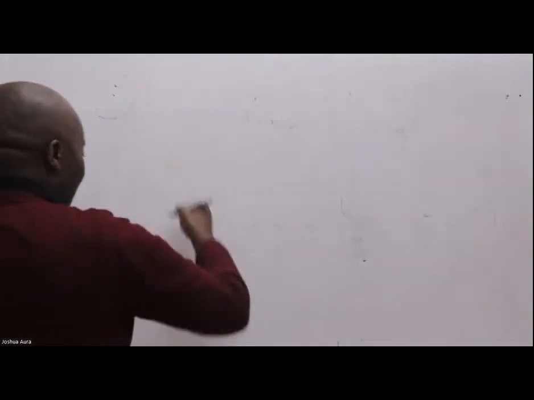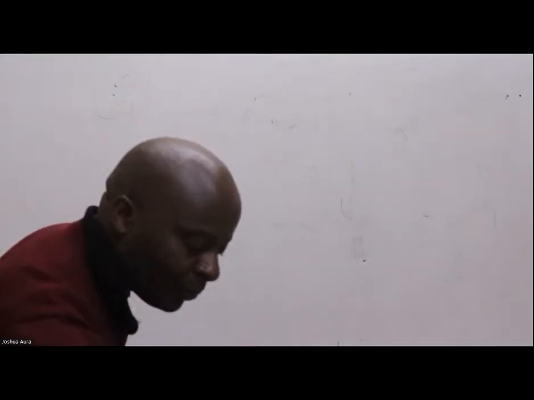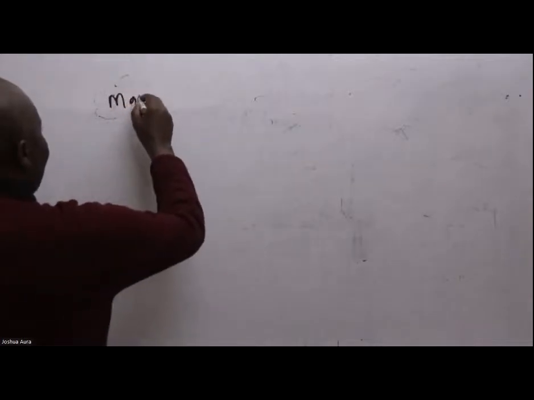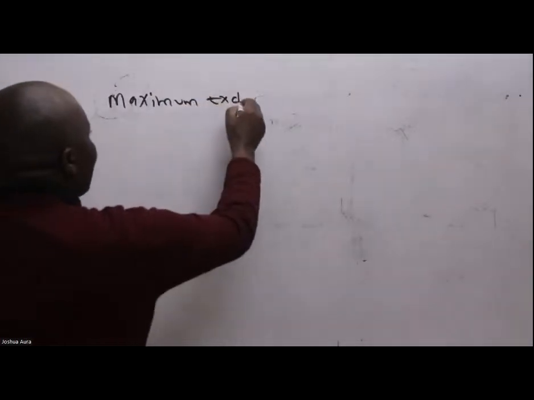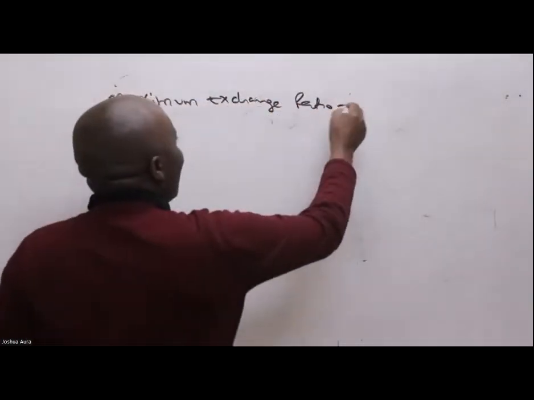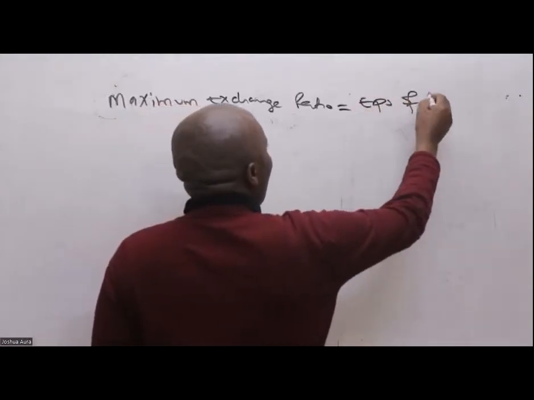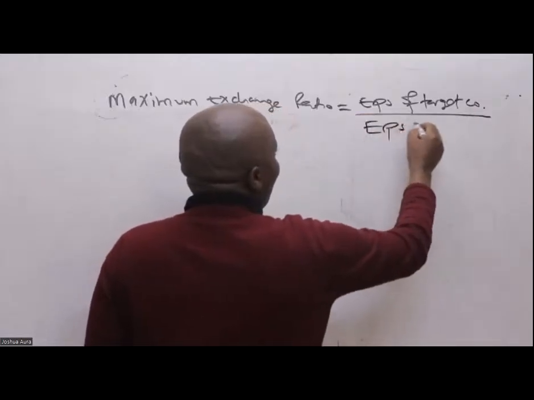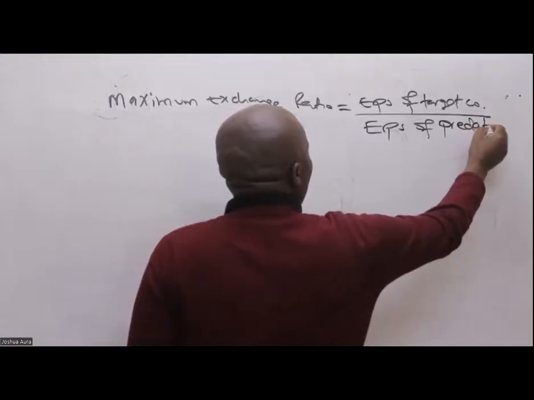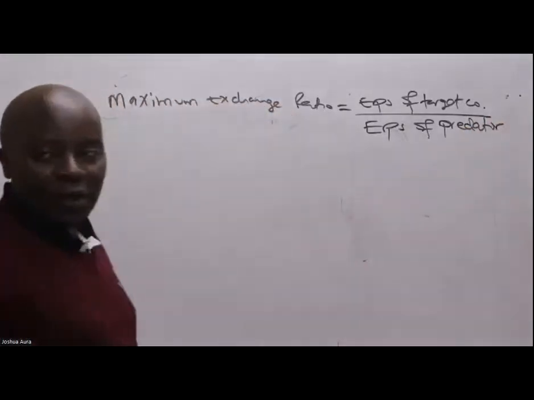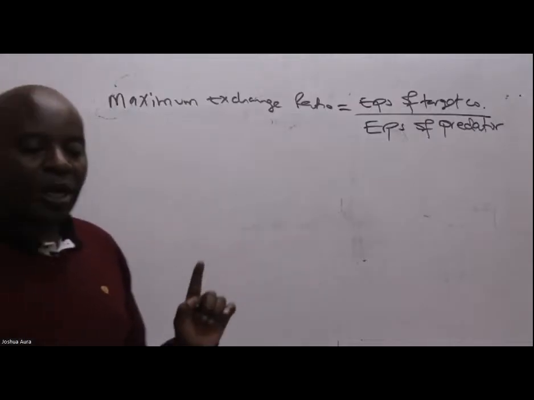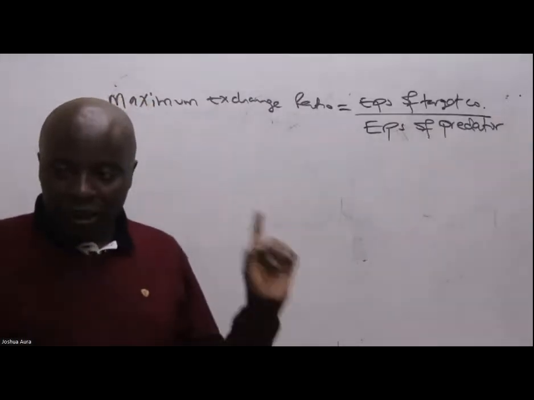Maximum exchange ratio is EPS of the targeted company all over EPS of the predator. A very, very important formula. There is no way I will ever go to any mergers or any exam without remembering this formula. This formula is so important.